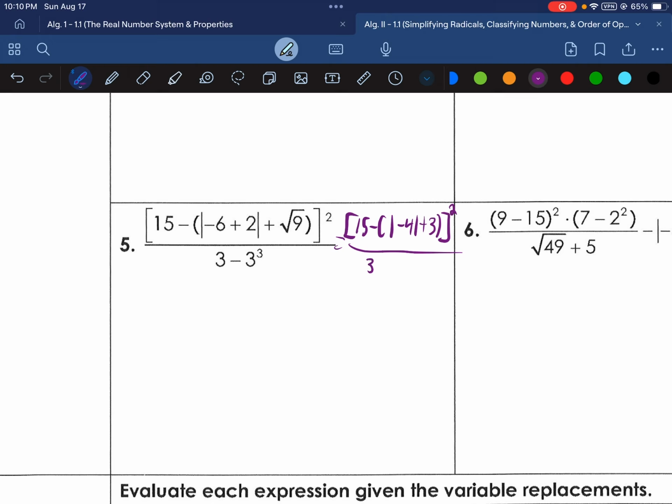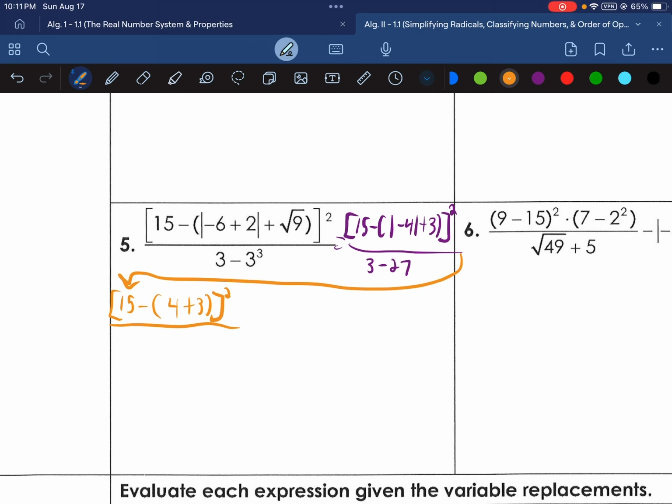Square outside all of that, over 3 minus 3 to the third. 3 to the third is 27. Using an arrow so my work can be followed, I have 15 minus parentheses, the absolute value of negative 4 is positive 4, plus 3, all of the brackets squared. On the bottom, 3 minus 27 is negative 24.